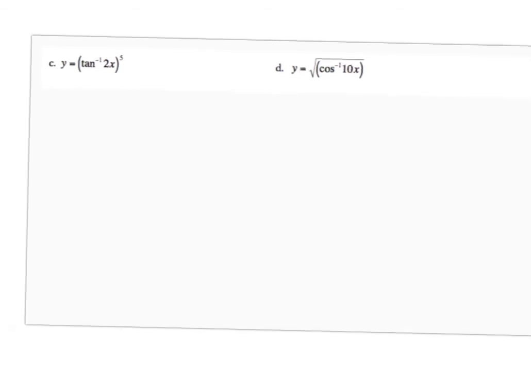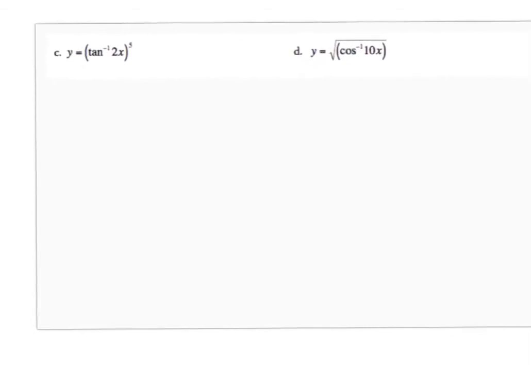Looking at a couple of these examples that involve some chain rule things, I'm thinking I'm going to do C and let D be some fun practice for yourself. I might start this out kind of the same way with a couple of different warnings. The first thing, I'm going to take the derivative now so that we get y prime is equal to 5 tangent inverse 2x to the fourth. And I'm going to write this symbolically that we're taking the derivative of this inside, this tangent inverse of 2x.